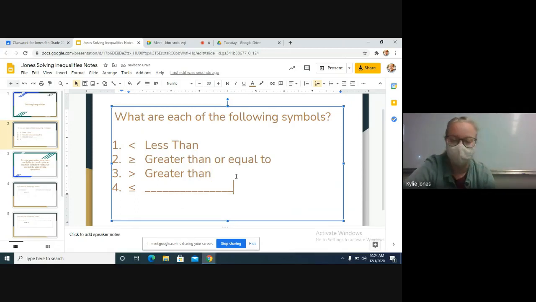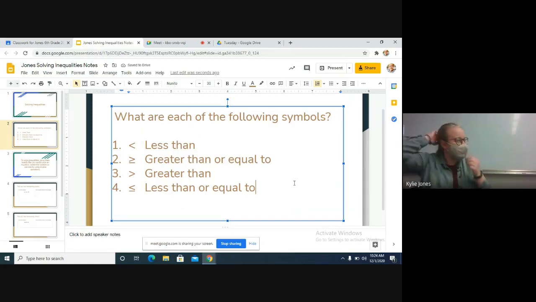And finally, our last one. Less than or equal to? Awesome. Thank you. Less than or equal to. Perfect. I'm going to go uncapitalize this T because it's bothering me. Okay. So we have our 4 inequalities here.